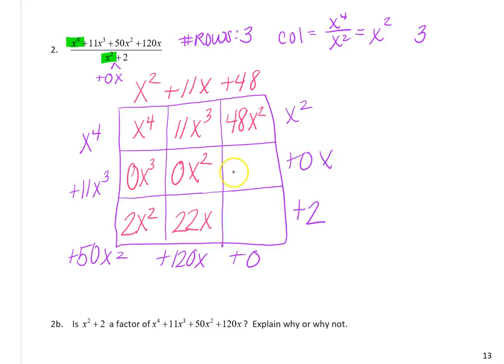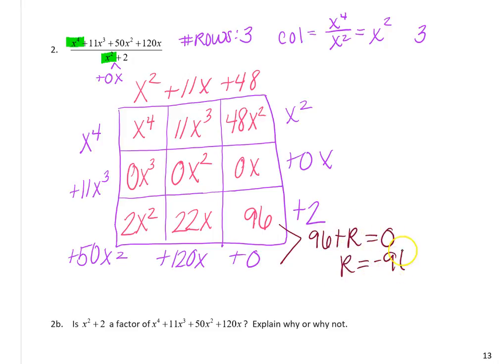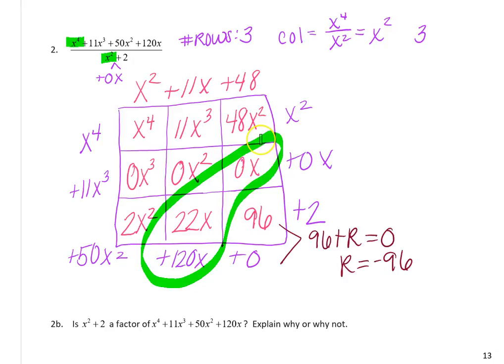48 times 0x gives me 0x, and 48 times 2 gives me 96. A couple things to note here. These don't match, so that means I have a constant remainder. So 96 plus some remainder gives me 0. So negative 96.